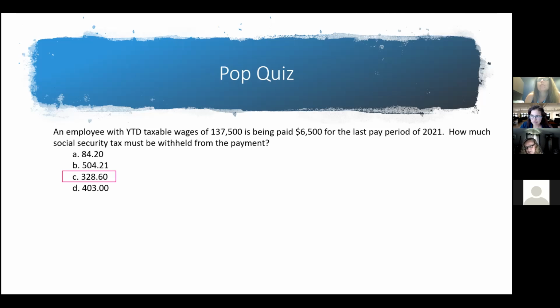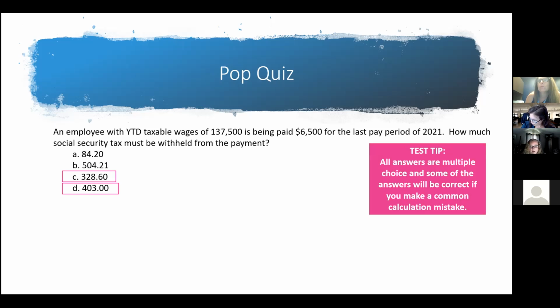D is the trick answer. If you figured Social Security on all of that 6,500, it does come out to 403. So like I said, they like to throw you off. They like to put those common mistake answers in to try and trick you. Okay. Questions on that one?